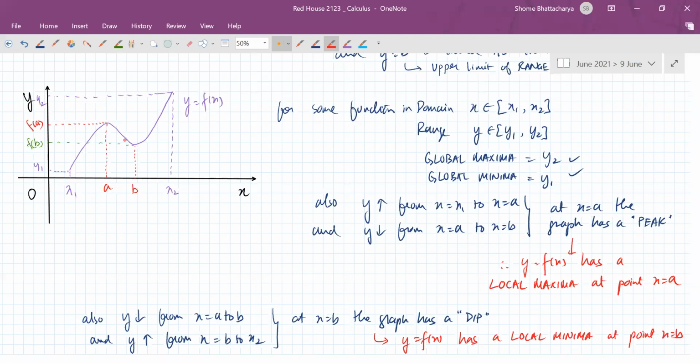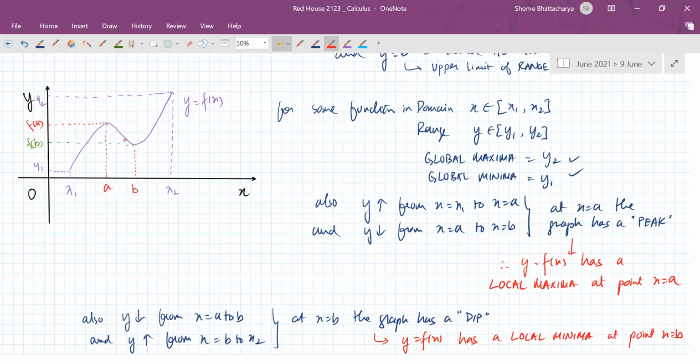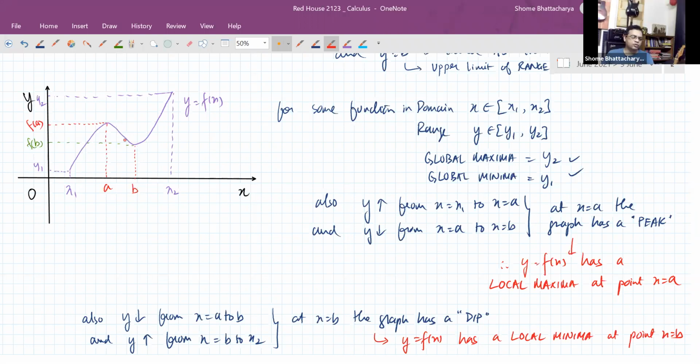So while finding the local minima and maxima, we have to always draw the graph, or is there another method? See, the thing is, now from the graph you can see what is the repercussion of this in terms of derivative. From the shape of the graph you can see that the derivative of the function, or slope, is becoming 0 at a and again 0 at b. So that means we can use differentiation to find the point of local maxima and minima.